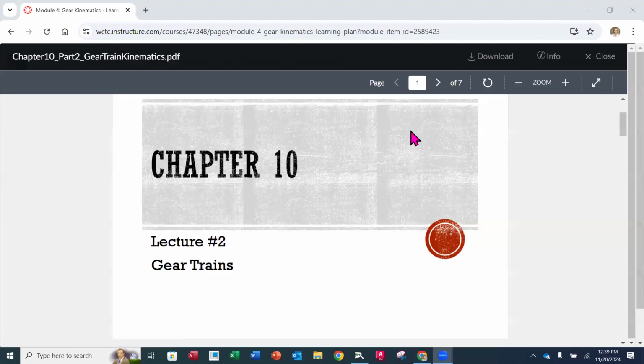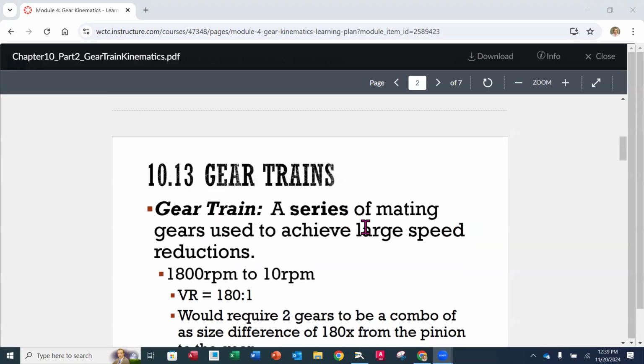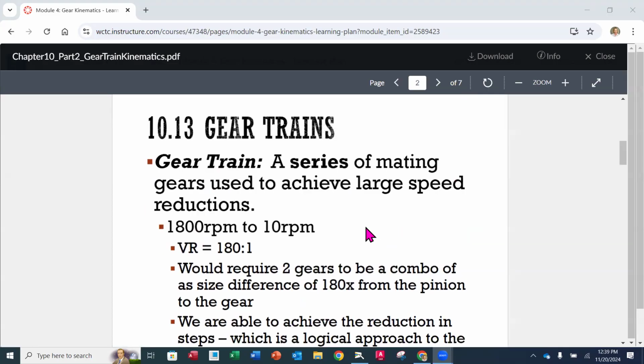Okay, so we're going to be continuing on in chapter 10, and we're going to be covering gear trains. This is the last subject in this particular chapter. So we are jumping ahead to 10:13, which is gear trains on page 288 in our book.